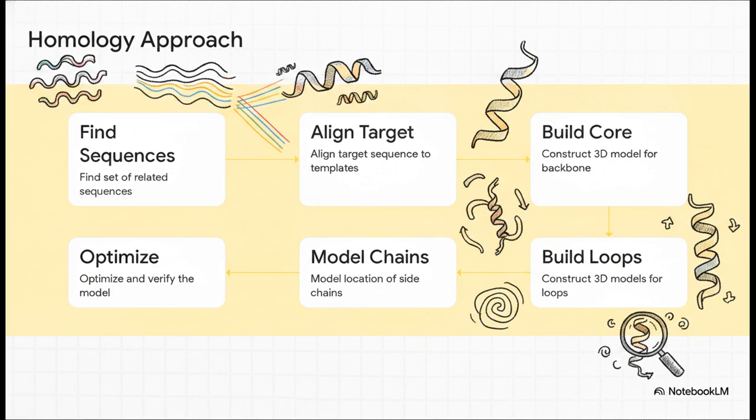But, assuming we do have that 25% match, here's how this homology approach actually works, broken down into 6 crucial steps. First, we find a set of related sequences. Second, and honestly this is the key right here, we align our target sequence to those known templates. Third, we construct the 3D core backbone. The vital thing to remember is that the strongly conserved regions give us the conserved structure. Where the structure diverges, well, we have to use predictions to fill in the gaps. Fourth, we construct the flexible loops. Fifth, we model the location of the side chains using what's called a rotamer library. And finally, step 6, we optimize and verify the model to improve its likelihood.